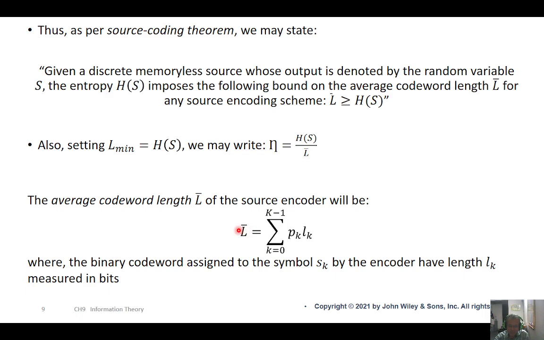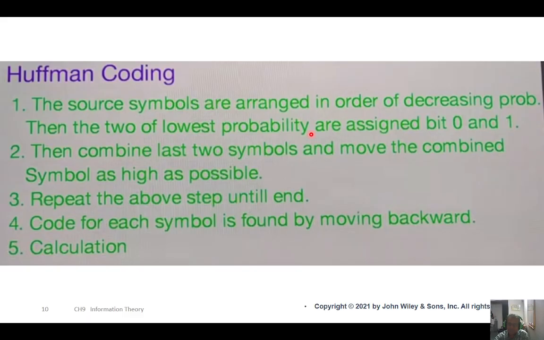This average length is calculated using this formula. We know the probability for each symbol and we know the length for each symbol. That is, whatever encoding is done for every symbol, the length for that particular encoding is Lk. So L bar equals summation k from 0 to K minus 1 of pk into Lk. This is how you will get L bar. For H(S), we had already seen the formula for the entropy. Now, for the actual Huffman coding procedure, if you want to use pen and paper and get the Huffman code, then you need to follow those steps.